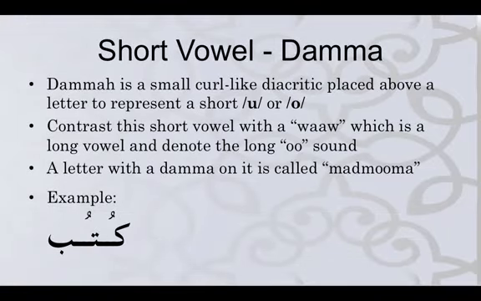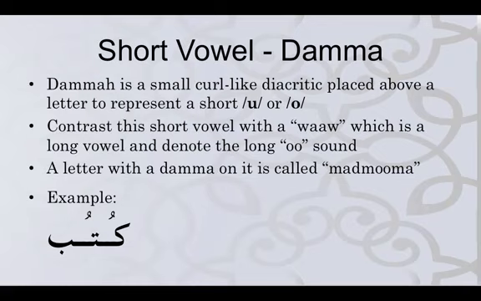we have the short vowel Dhamma. The short vowel Dhamma is a small curly, curl-like diacritic that is placed above a letter, and it represents the short U sound or the short O sound. It sounds like O. You have to contrast this short vowel with the long vowel Wa, and the long vowel Wa denotes the long sound Oo. It's slightly lengthier than the Dhamma.